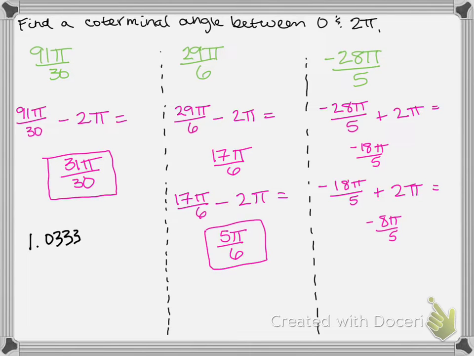I'm still negative, so I'm going to add 2 pi again. Negative 8 pi over 5 plus 2 pi gives me 2 pi over 5. And you put 2 over 5 in the calculator, gives you a number between 0 and 2, so that's your final answer.